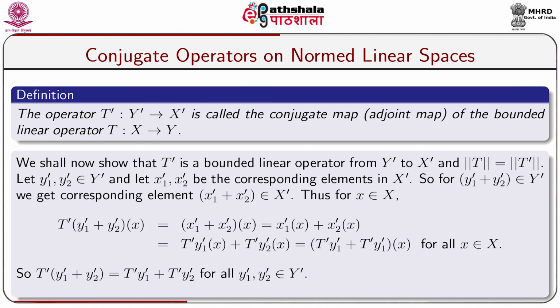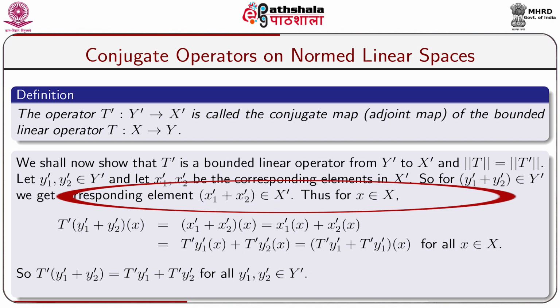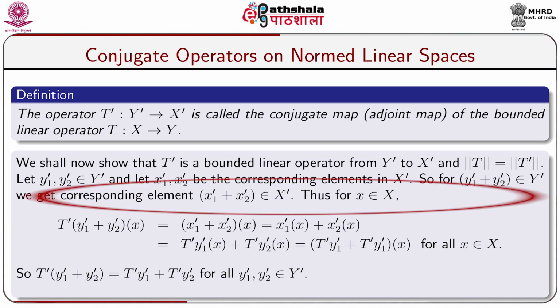We shall now show that T' is a bounded linear operator from Y' to X' and norm T equals norm T'. Let y1', y2' belong to Y', and let x1', x2' be the corresponding elements in X'. So, for y1' plus y2' belonging to Y', we get a corresponding element x1' plus x2' belonging to X'.